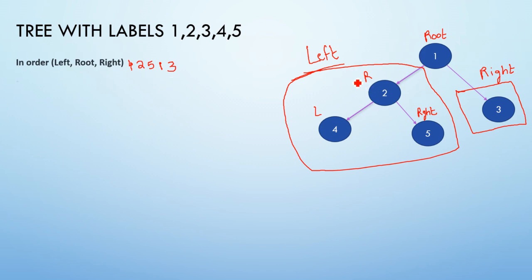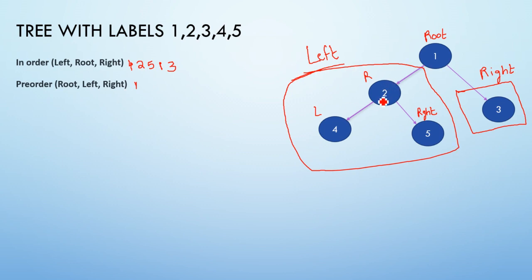Now let's see what is the pre-order. So in pre-order, first we consider the root, followed by the left elements and then the right. So we know the root is 1. So I just write it here, 1. Then we have to go to the left, followed by the right. So the left is this.